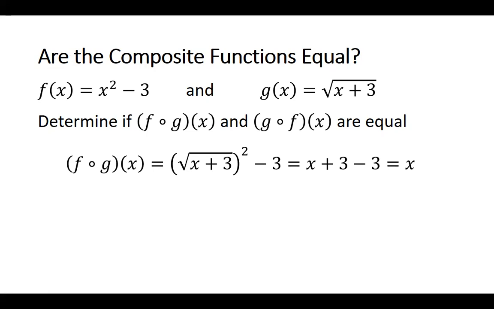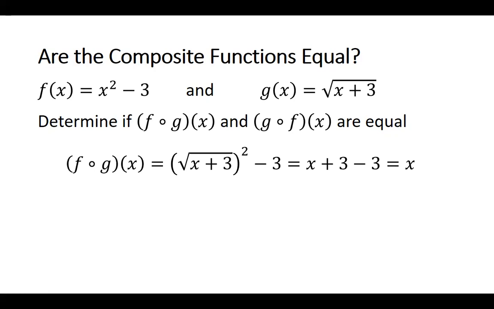So f of g of x is equal to the square root of x plus 3, that quantity squared, minus 3. So I just plug g of x in for x in f of x, which gives me x plus 3 minus 3, which gives me x. So far we're good. What about going the other direction?